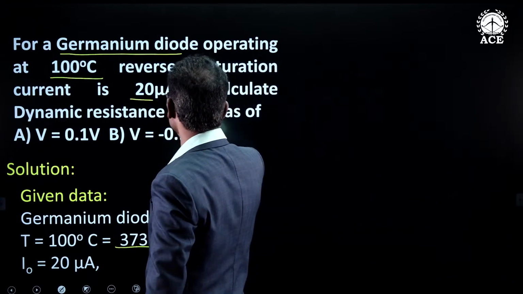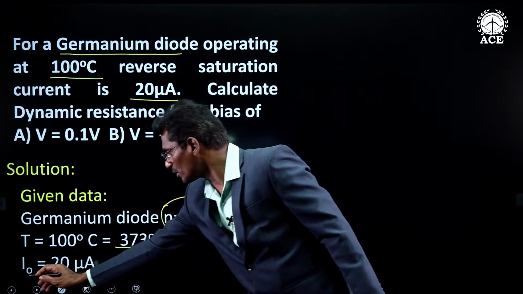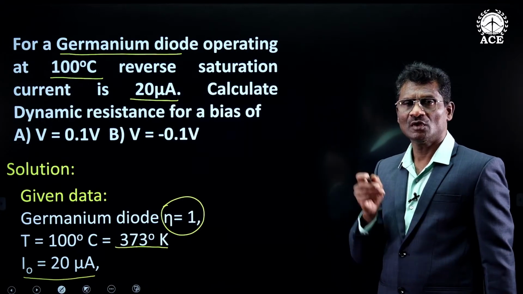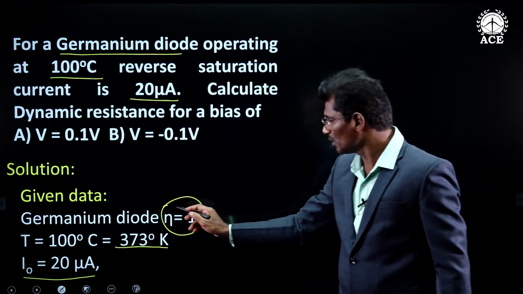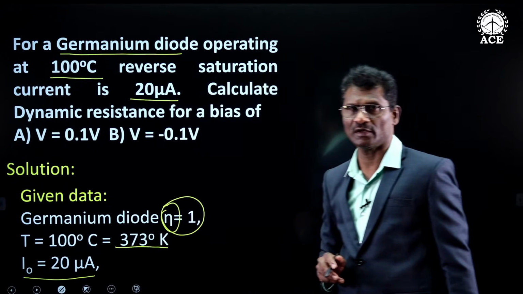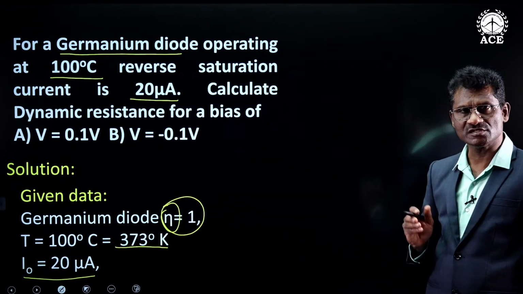Next, reverse saturation current is 20 microamps. Remember that I naught is given as 20 microamps. In the given data, write the name of variable also. We are assuming eta as 1 and I naught is 20 microamps, so that while doing substitution, it becomes easy for you.